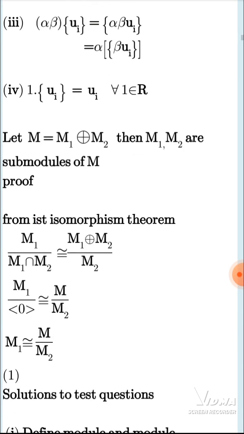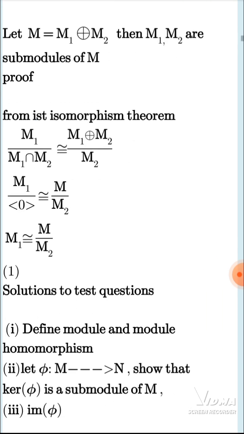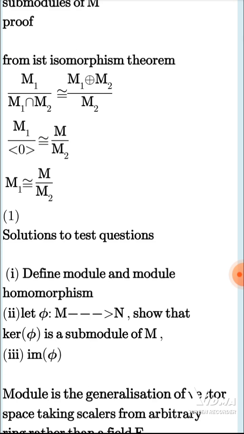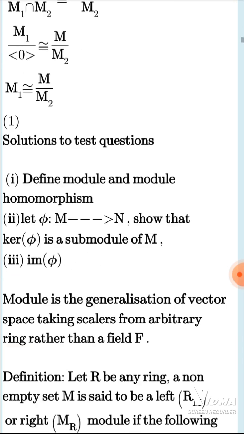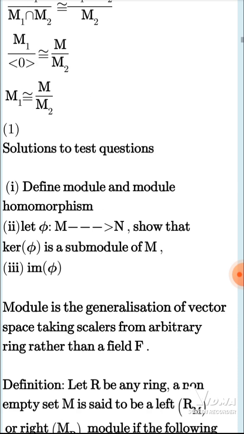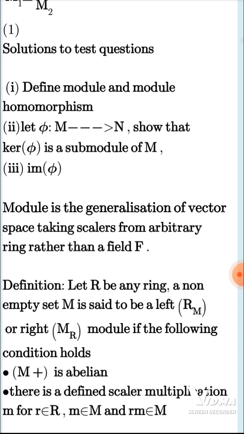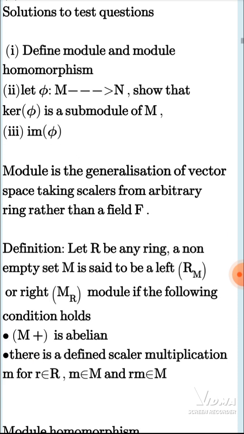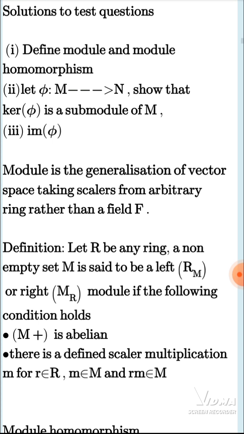So let M equal M1 direct sum M2, then M1, M2 are submodules of M. So from the first isomorphism theorem, M1 over M1 intersection M2 is isomorphic to M1 plus M2 over M2, and this intersection is generated by 0, and this is isomorphic to M over M2. So M1 is isomorphic to M over M2. So that is the proof.